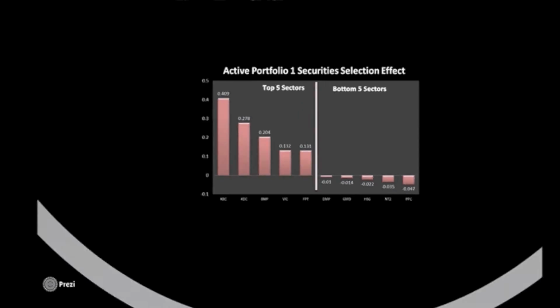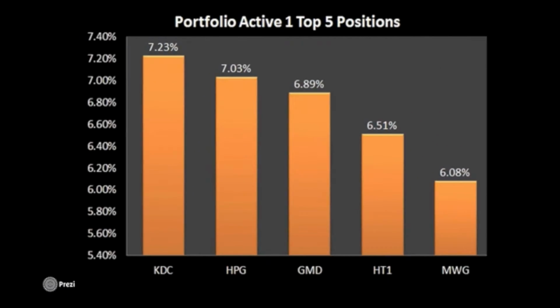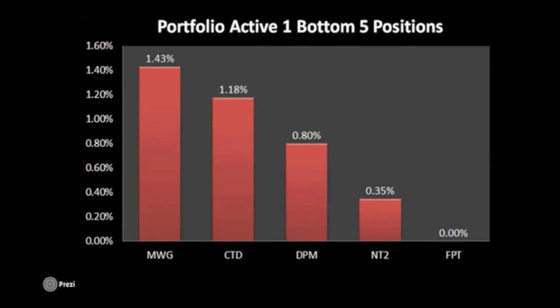0.047. Move on to the portfolio return. KDC is the company that has the most return with 7.23, and in the bottom 5 position, the FPT has 0%, which means they have no return.